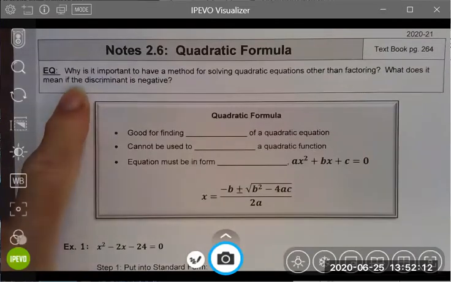So we are going to talk about the quadratic formula. We're also going to review what the discriminant is and talk about what it means when the discriminant is positive, when the discriminant is negative, or when the discriminant is zero.